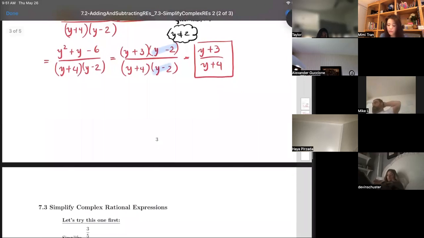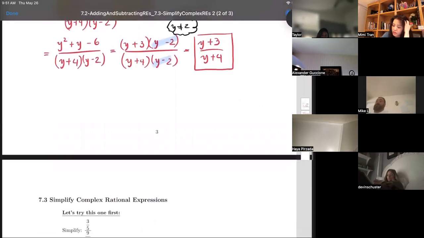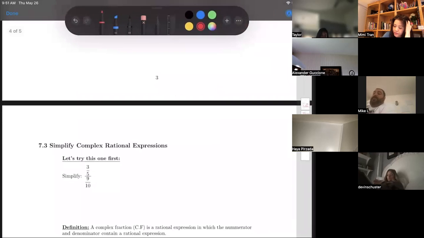All right, 7.3 is simplify complex rational expression. Complex rational expression means this. Say I have A over B over C over D. So you have a fraction over a fraction. That's called a complex fraction, right? It's complicated, but it's not too bad.